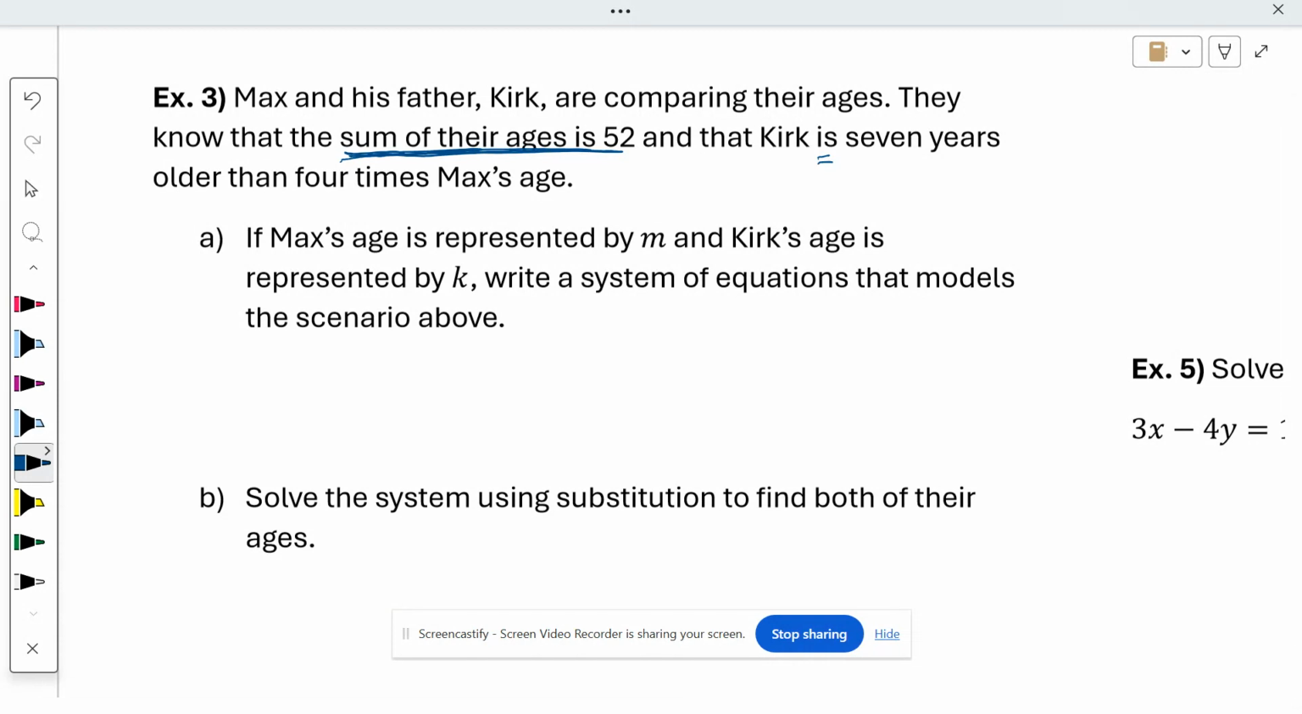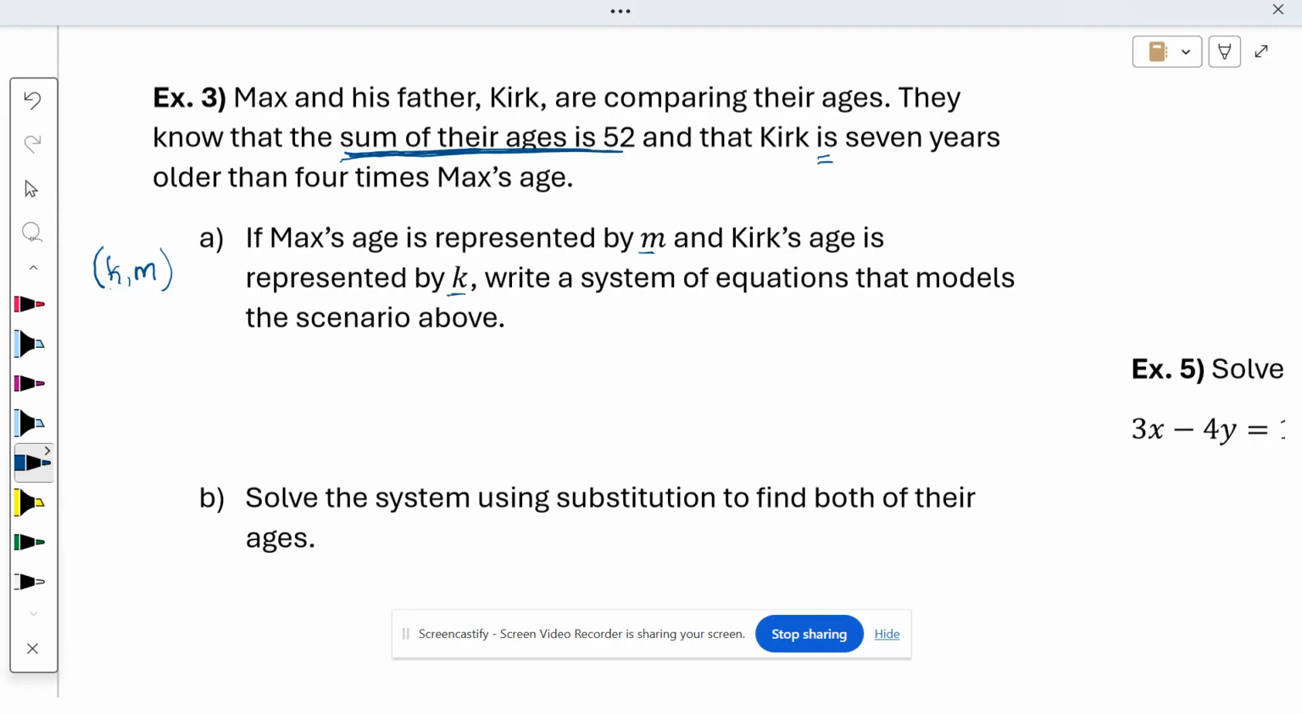So M represents Max's age and K is Kirk's age. So we're going to write a system of equations that models the scenario above. And whenever I write a system and I find my solution, I try to always put my solution in ABC order, meaning my ordered pairs are in ABC order. So K comes before M in the alphabet. So when I name my solution, I'm going to write it as K, comma, M.